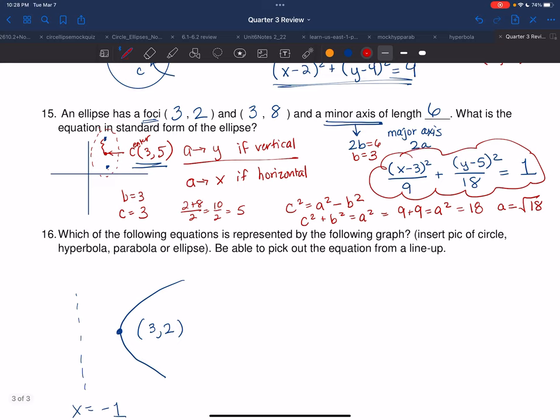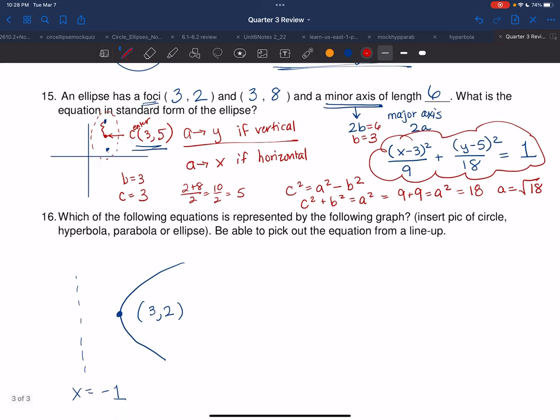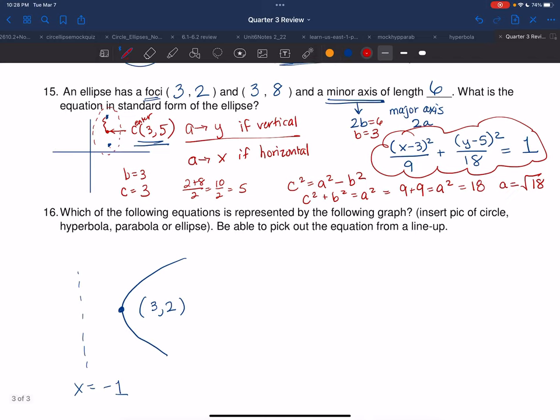16. Which of the following equations is represented by the following graph? So we picked a parabola. We know that there's a couple characteristics here, right? So we need to know, is it up and down, which would be associated with x squared, or is it side to side? That would be associated with y squared. So I see that this is side to side, right? So this is what I've got, side to side. Then I have to decide if it's plus or minus. If it's facing the right, it's positive, and if it's facing the left, it's negative, all right?